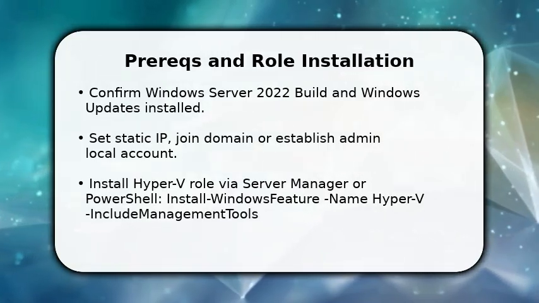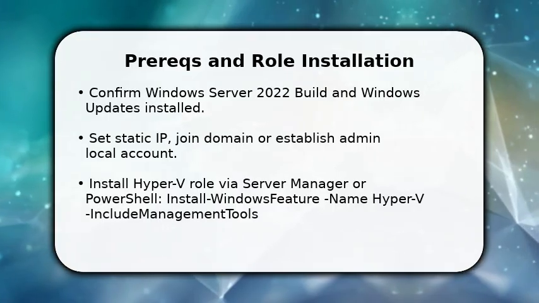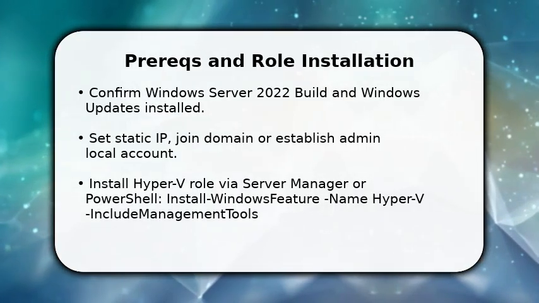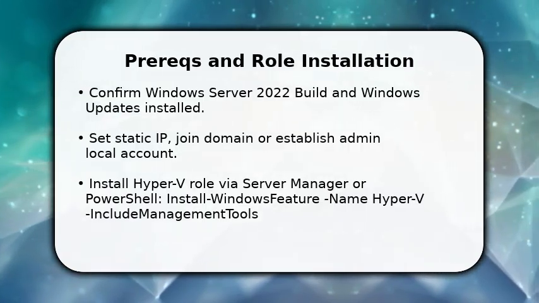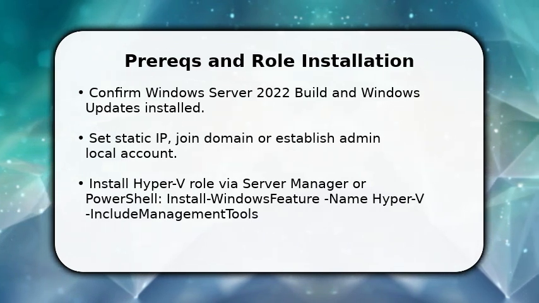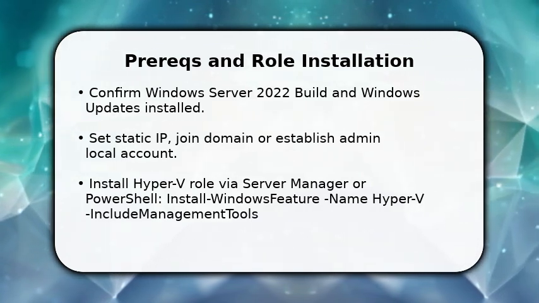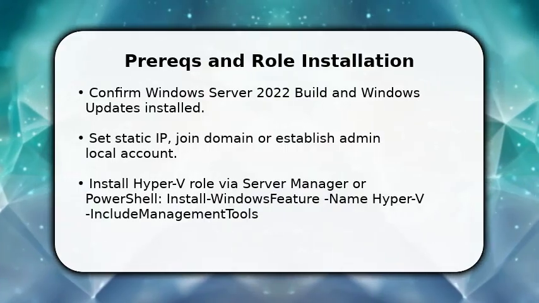Now install the Hyper-V role through Server Manager or run Install-WindowsFeature. Include management tools in PowerShell to save time. After installation, make sure to reboot when prompted so the hypervisor can initialize and reserve CPU and memory correctly.